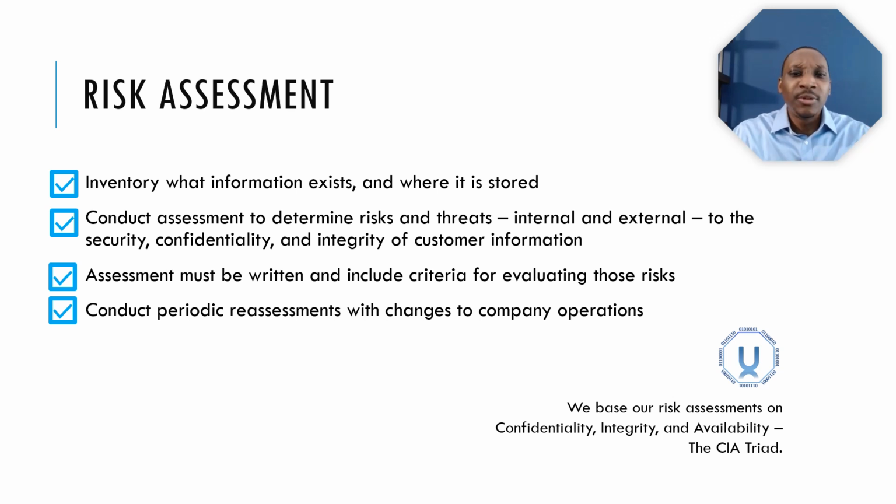But here's where some of the confusion lies. It says that assessments must be written and include criteria for evaluating those risks. But there's an exemption to that part. It says if your company has less than 5,000 clients, 5,000, the assessment does not need to be written and does not need to include criteria for evaluating those risks. However, you still need to have a risk assessment to satisfy the WISP requirements, which is, again, the FTC Safeguards Rule requirement. So written and include criteria, what does that really mean?